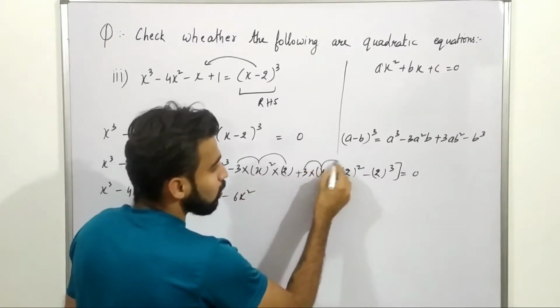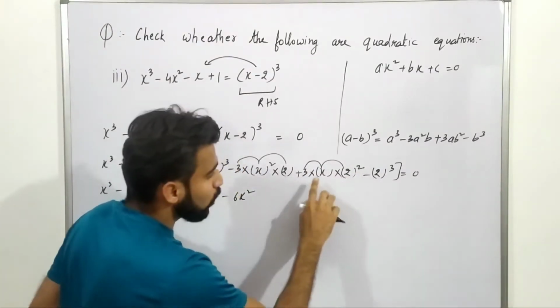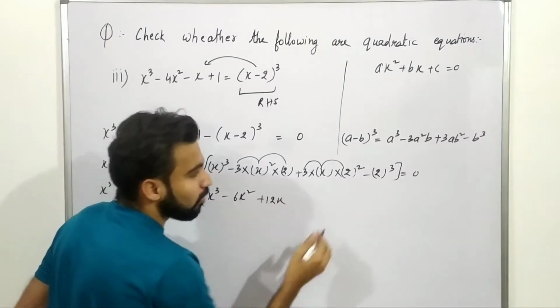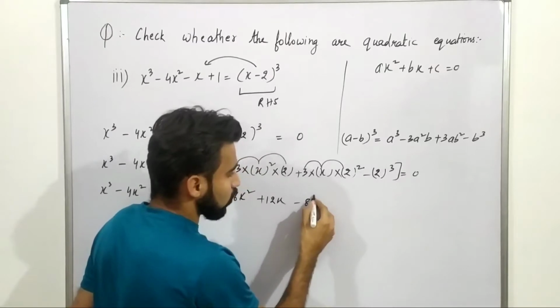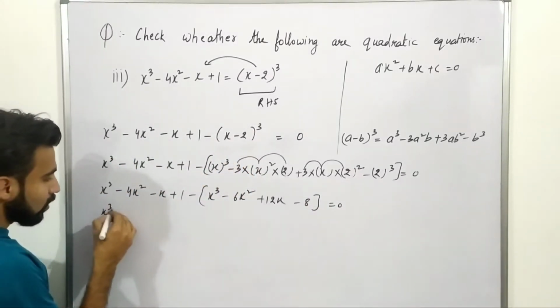Now further if I multiply these, so 3 into 2 squared. Now 2 squared is 4. 4 into 3, 12. 12 cross x will be 12x. Now further 2 cube is 2 cross 2 cross 2, that is 8. So equal to 0. Now you can see, first let me write that as it is.